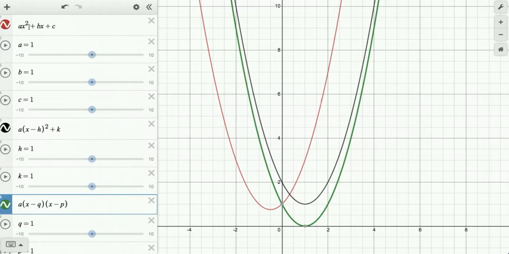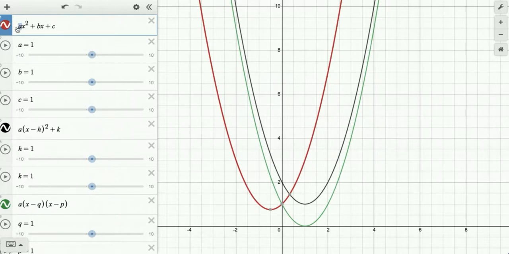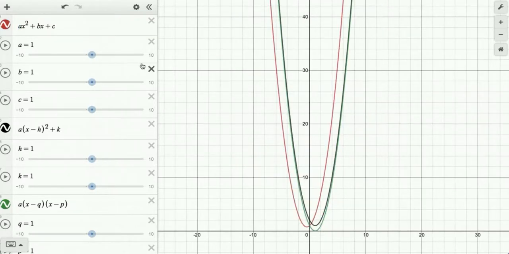So firstly, we can see that all three forms share the letter A. There's an A here, an A here, and an A here, which means A affects these graphs all in the same way. So I've used Desmos to help basically see what happens to all these graphs as one of the variables changes. So because we're focusing on A, we're only going to let A change, keep everything else the same. So all of them would be 1, and we're just going to let A play to see what happens.